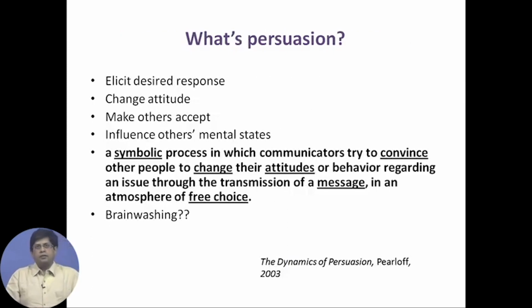Now, having said all that, let us try to have a working definition of what persuasion is. Persuasion is about eliciting a desired response, changing somebody's attitude, making others accept somebody, influencing other people's mental states. And here is a definition that we can use in order to understand what persuasion is. Symbolic, because it takes place through language, through images. Convincing, I do not need to explain that.